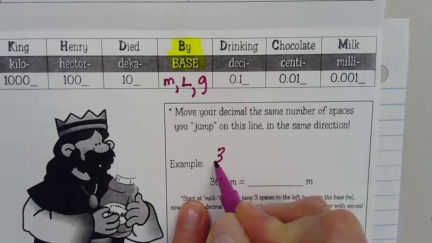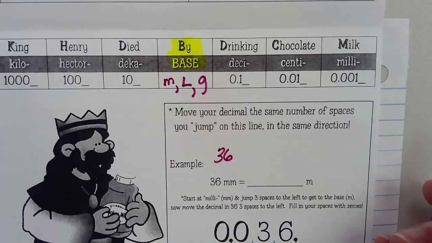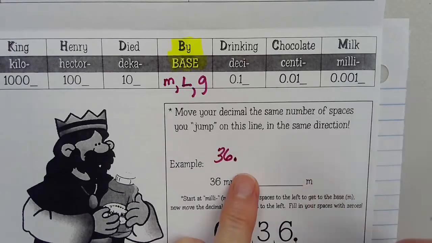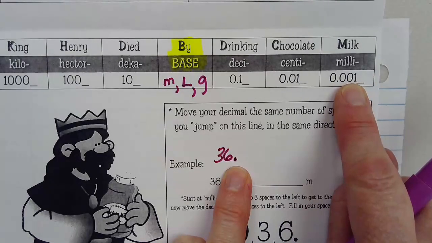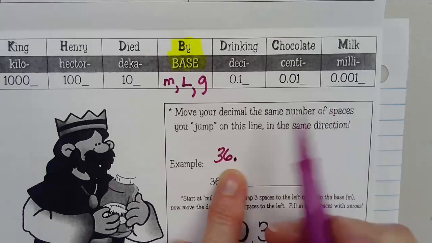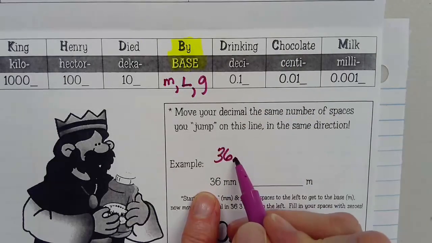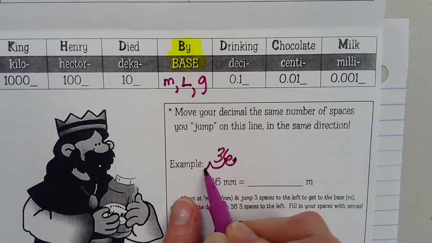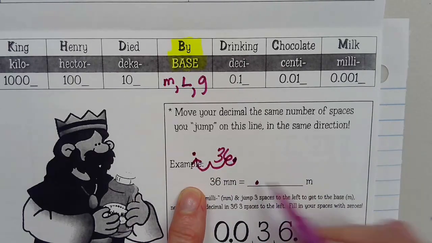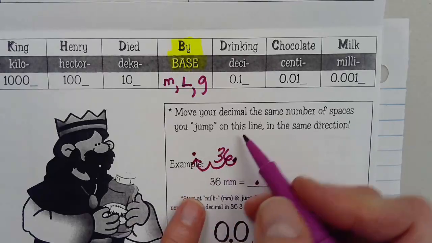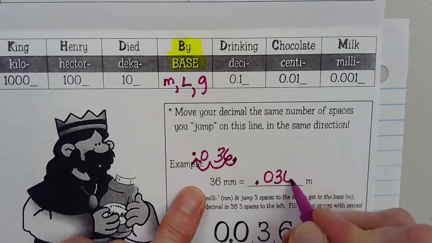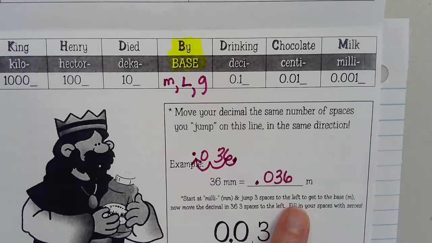I'm going to take the 36 and I have to locate the decimal. The decimal's at the end because it's a whole number. That decimal, I'm going to move 1, 2, 3 times to the left. So I'm going to put my pencil on the decimal and move 1, 2, 3 times to the left, and my decimal is going to be there. When I put my decimal, any holes I have, I'm going to put a 0 in. So I have decimal 0, 3, 6. That's what it's equivalent to in meters.